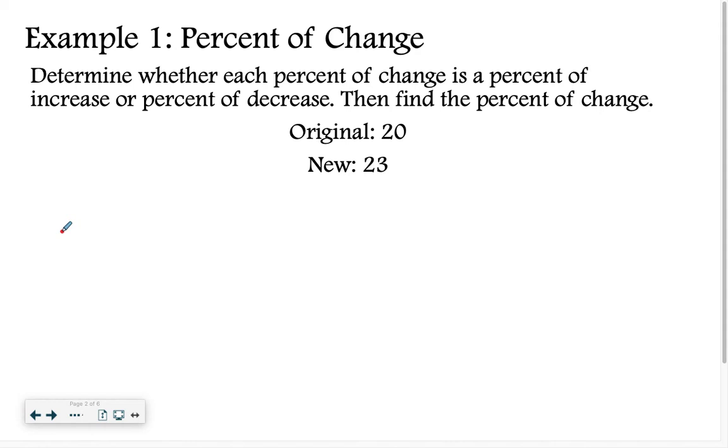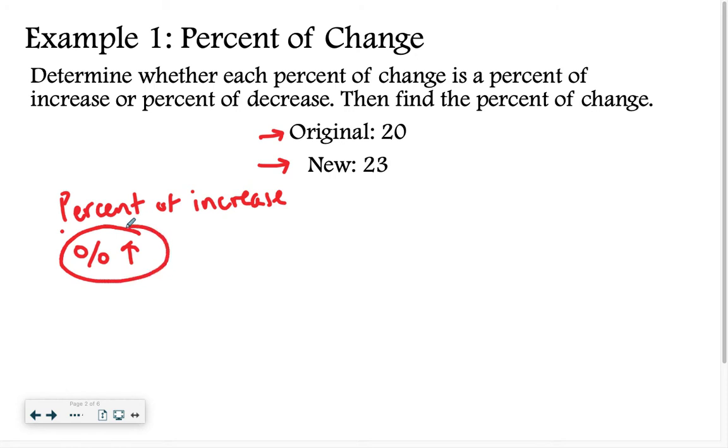Like if we look at this first one, we have our original value is 20, our new value is 23. Since 23 is bigger than 20, I know this is a percent of increase. And if you just write increase, I'm okay with that. Some people even do something like percent up. I'm okay with that as well, as long as I can clearly tell what your symbols are. Okay, so percent of increase.